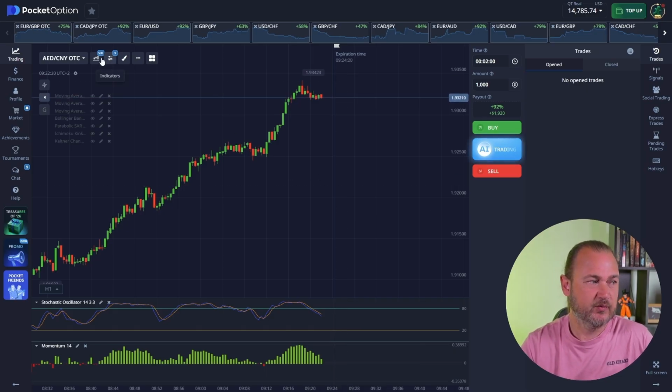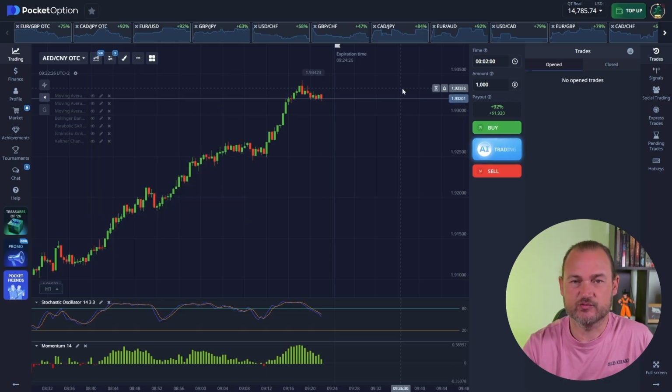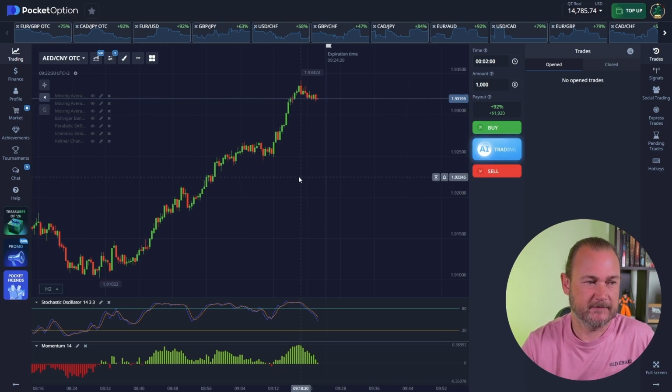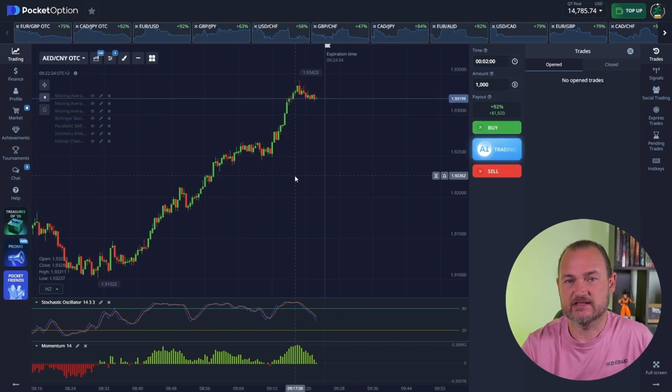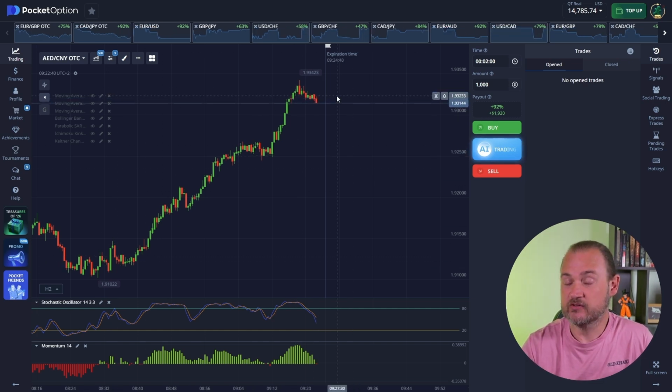And next up, we're going to be trading on a 30-second chart today. So we're going to make sure that our candle period is set to 30 seconds and we're going to be doing 2-minute trades. What we're going to be looking for is the following. The very first thing we're going to be looking for is whether price is moving in a trend or a range. We want to be looking for trends today.